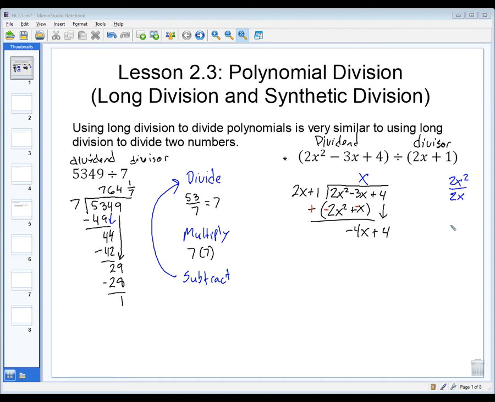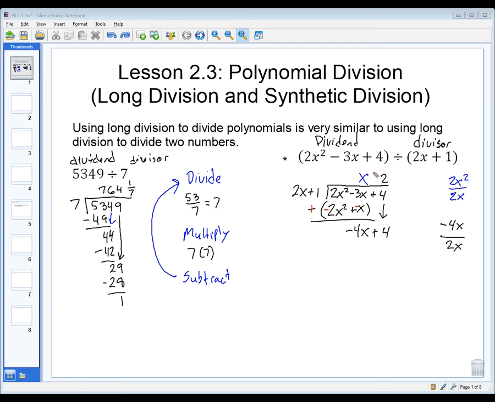Now I repeat the process. I take the first term on the inside divided by the first term on the outside. So negative 4x divided by 2x gives me an answer of positive 2. So I take my positive 2 and I multiply it to the divisor. And that gives me, oh, it's not positive 2, it's negative 2. Glad some of you caught that.